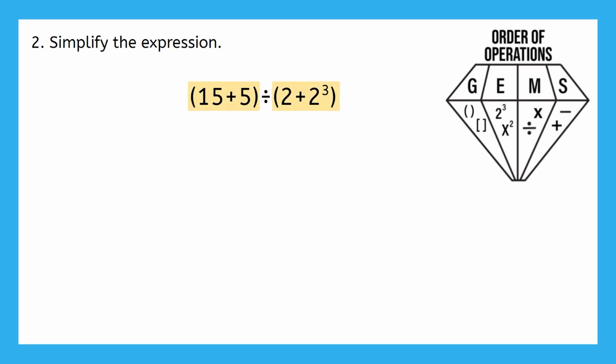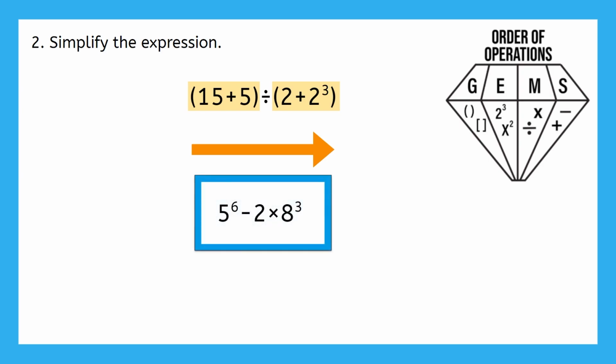Whenever we're faced with more than one case of groupings, we work from left to right, solving whichever grouping comes first. This same concept applies to exponents. If you ever come across a problem with more than one grouping or more than one exponent, just work from left to right until you're ready to move on to the next step in GEMS.